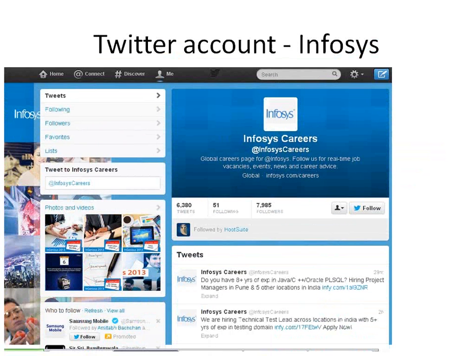So this is PepsiCo. If you look at the Twitter account for Infosys, there's a real-time update on jobs, events, and news and career advice. So in terms of here, if you look at the last two, for instance, if you are looking at somebody to hire in Pune and some 5 other locations with 8 or even more years of experience in Java, this is what you have to do.